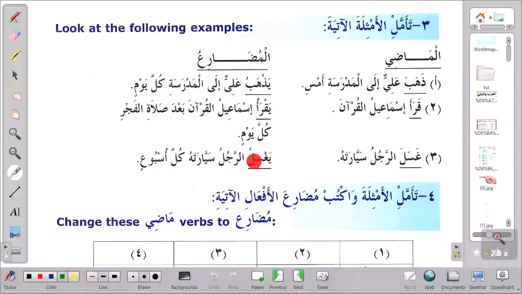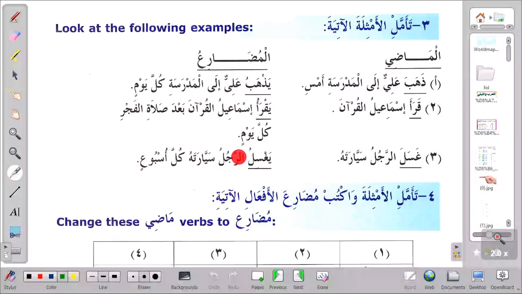So I think, as I said, at this particular point he is just trying to explain the fi'l al-mudari', okay. We have ذهب and it will now be يذهب, قرأ يقرأ, غسل يغسل.